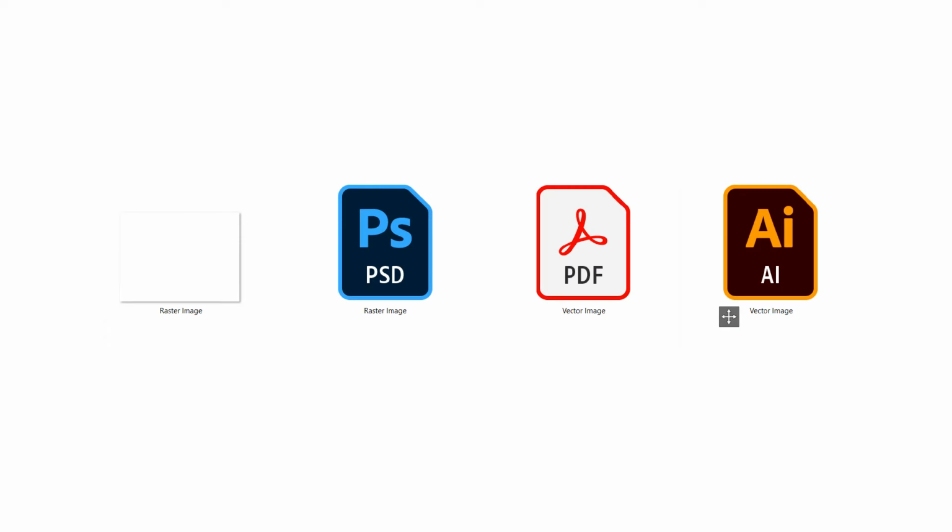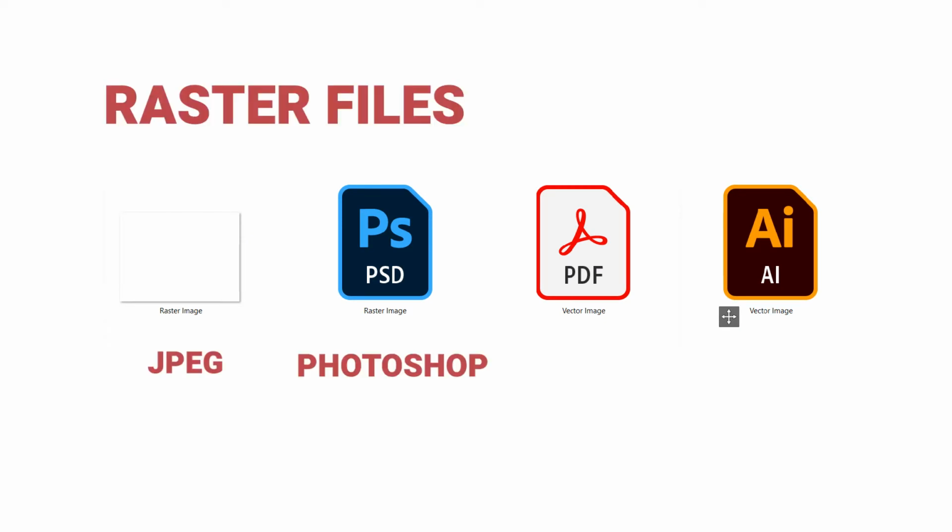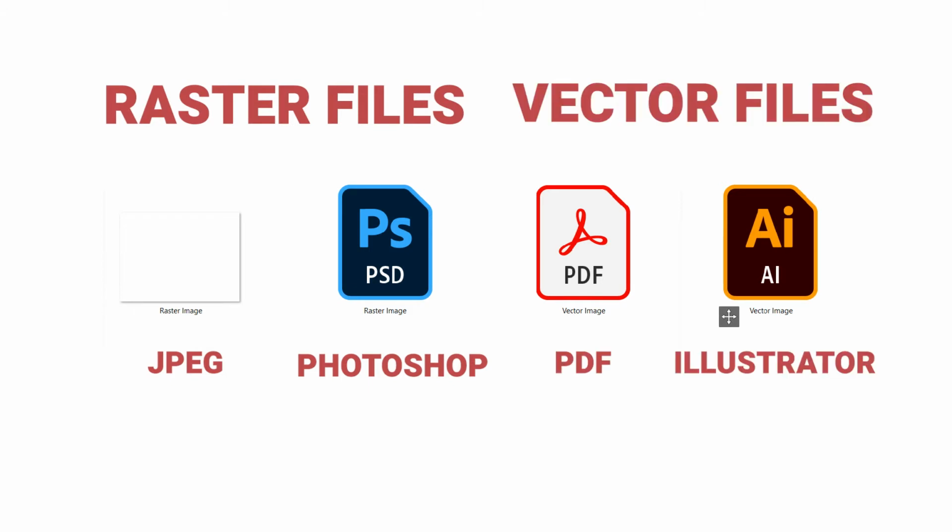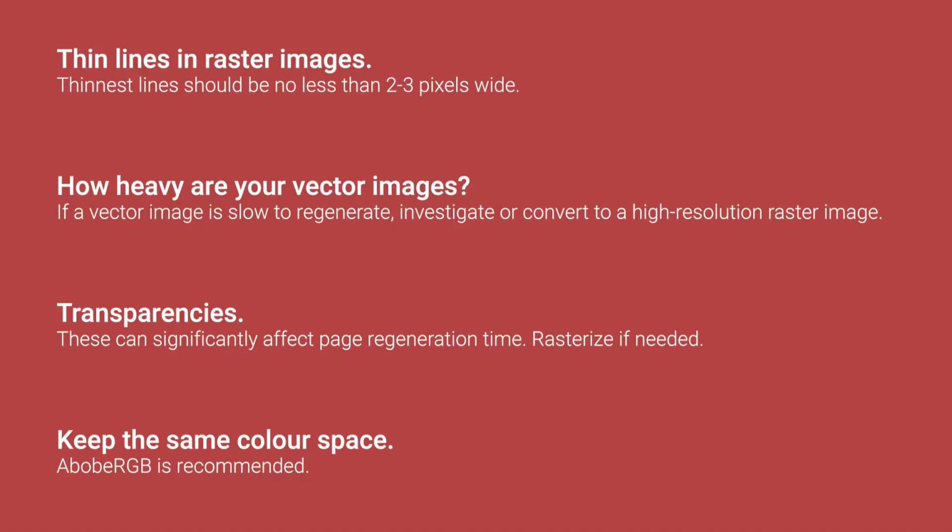When importing rasterized or pixel-based images, these are often renderings. Use native Photoshop files or JPEGs that are high quality. When importing vector images, these are often orthographics. It's best to use PDFs or native Illustrator files. Here are a few other items that are important to consider.